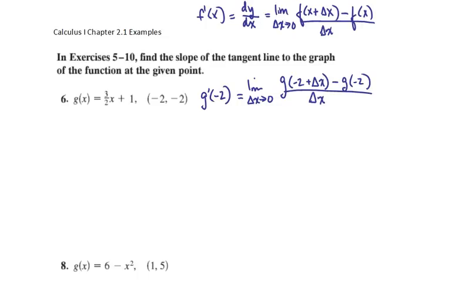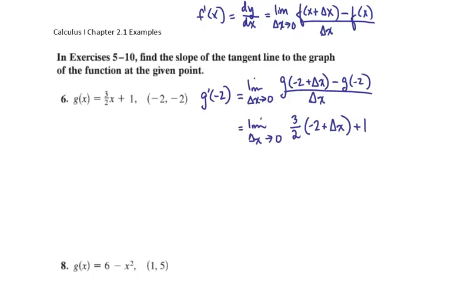At this point we're going to plug in. We still have the limit as delta x approaches 0. g of negative 2 plus delta x means to take the g function and wherever you see x, replace it with negative 2 plus delta x in parentheses. And since g of x is 3 halves x plus 1, we're now going to have 3 halves times negative 2 plus delta x, plus 1. Now that part is only g of negative 2 plus delta x.